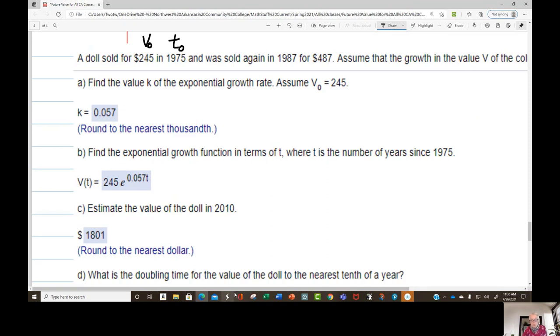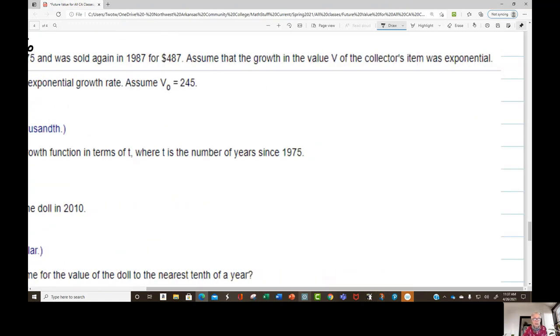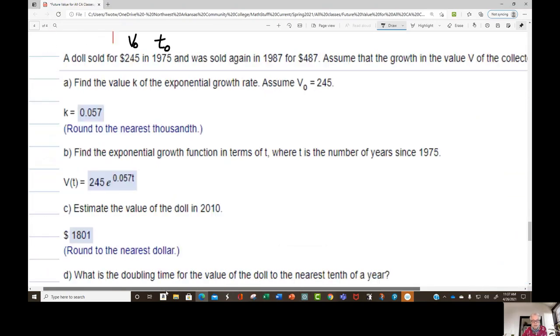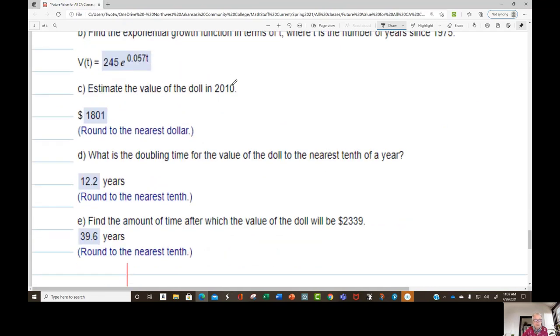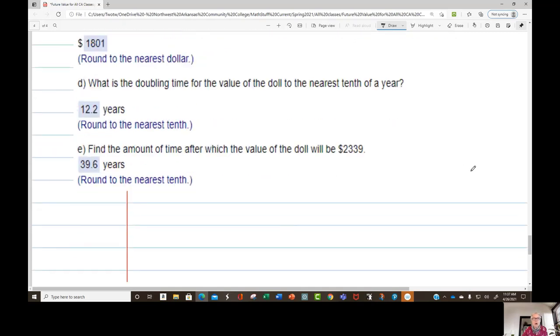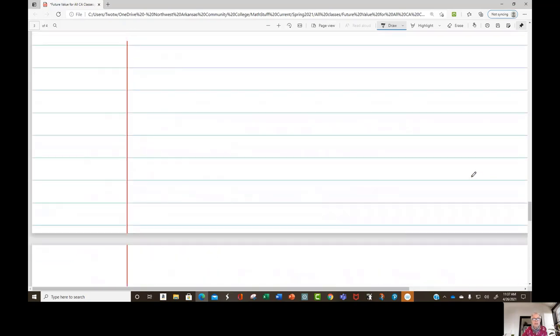And we assume that the growth of this particular collector's item is exponential. So you do it all over again. You use the later year and the later price to find your K. Then you write out what your formula is for this problem. Then you estimate the value in 2010. Then you find the doubling time. Then you find the amount of time needed for the price to grow to a certain price. So all of these are the same problem, just with a different backstory.